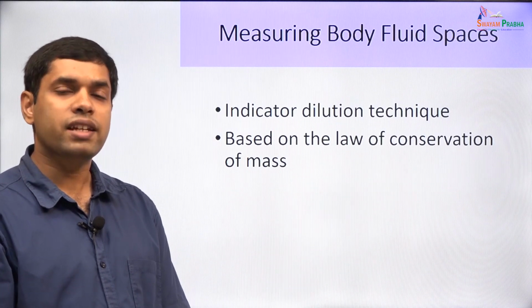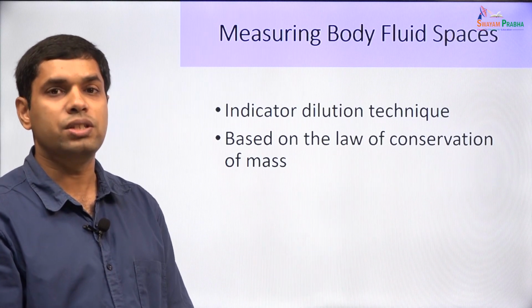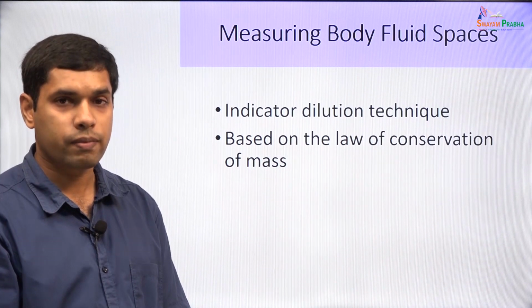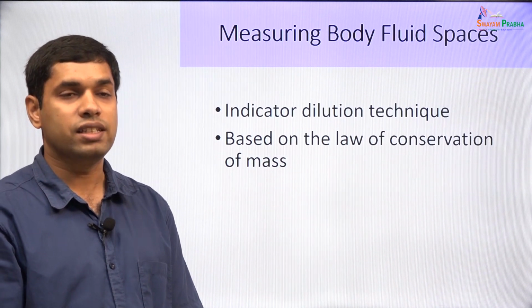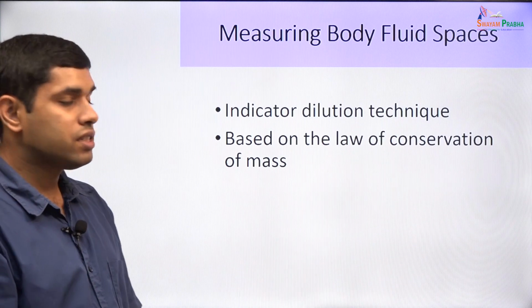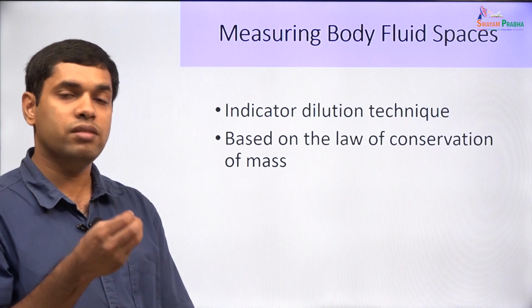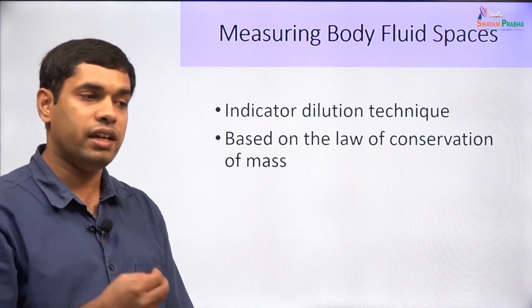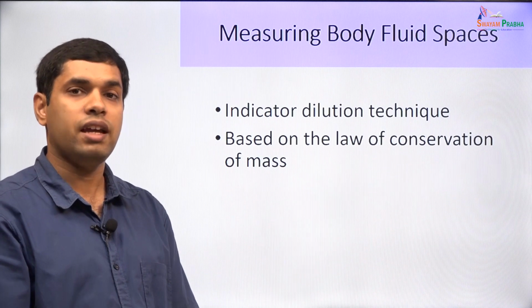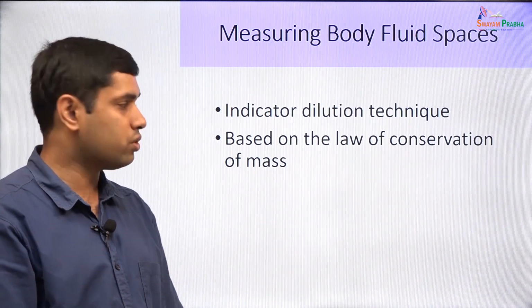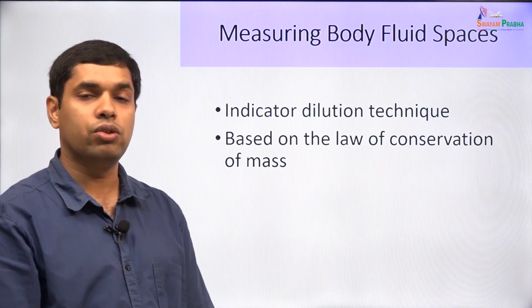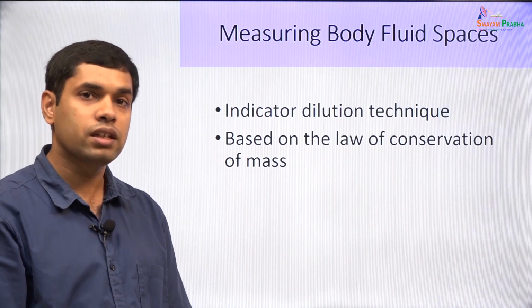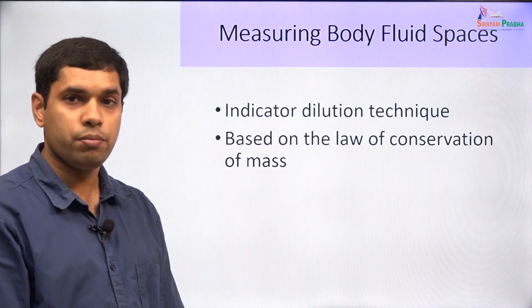Now let us look at how we can measure these different body fluid spaces, and the way this is done is by the indicator dilution technique, where we take a certain amount of a dye and we dilute it within that body space, measure it and see what is the final concentration, and this is based on the law of conservation of mass. So what is it that we do?